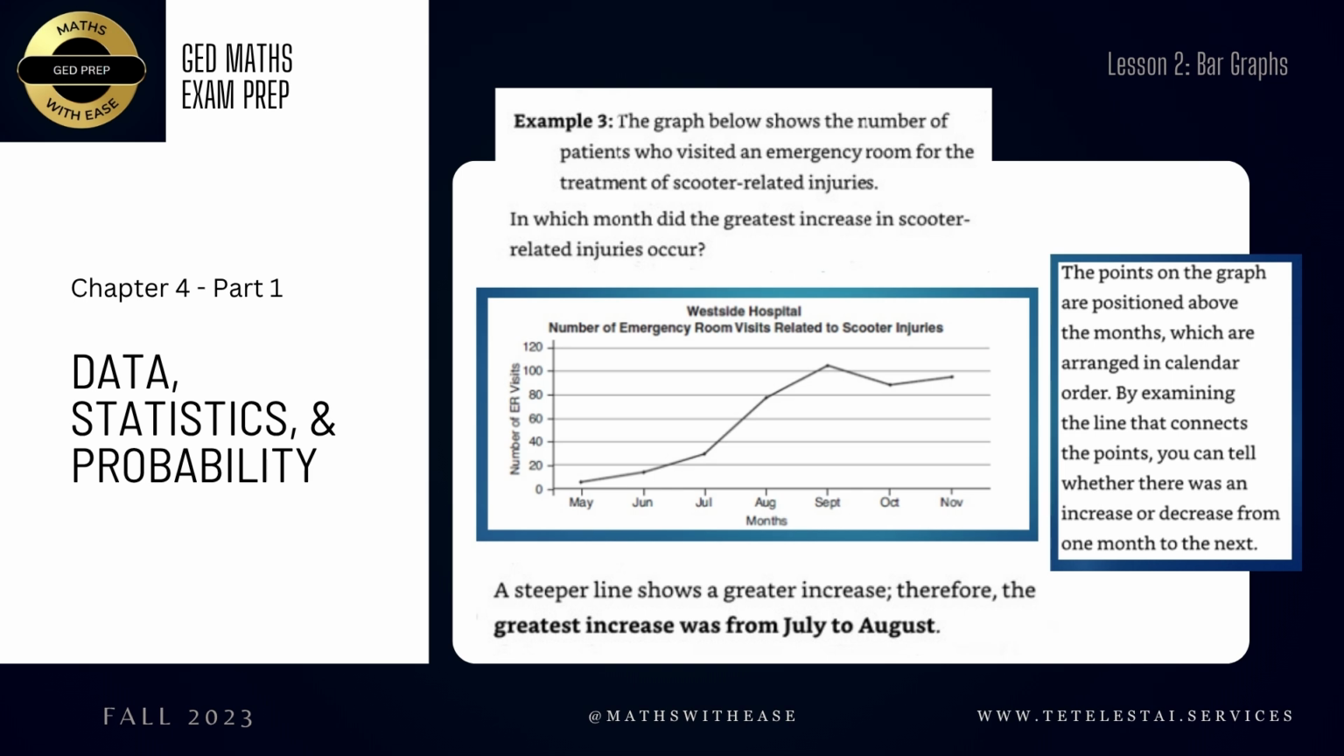And so the points on the graph are positioned above the months. These are the months that you see here marked out on the x-axis, and they're arranged in calendar order as well. So we see May, June, July, August, September, October, November. And then by examining the line that connects the points, you can tell whether there was an increase or a decrease from one month to the next. So the steeper the line, the greater the increase.